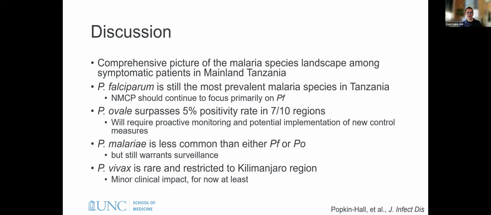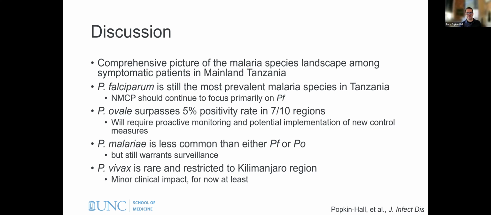But we do see that Plasmodium ovale surpasses a 5% positivity rate in 7 out of the 10 regions that we studied, which indicates that we do need some proactive monitoring and potential implementation of new control measures to focus on ovale, given that it causes relapse and can persist even when there's not active mosquito-borne transmission.